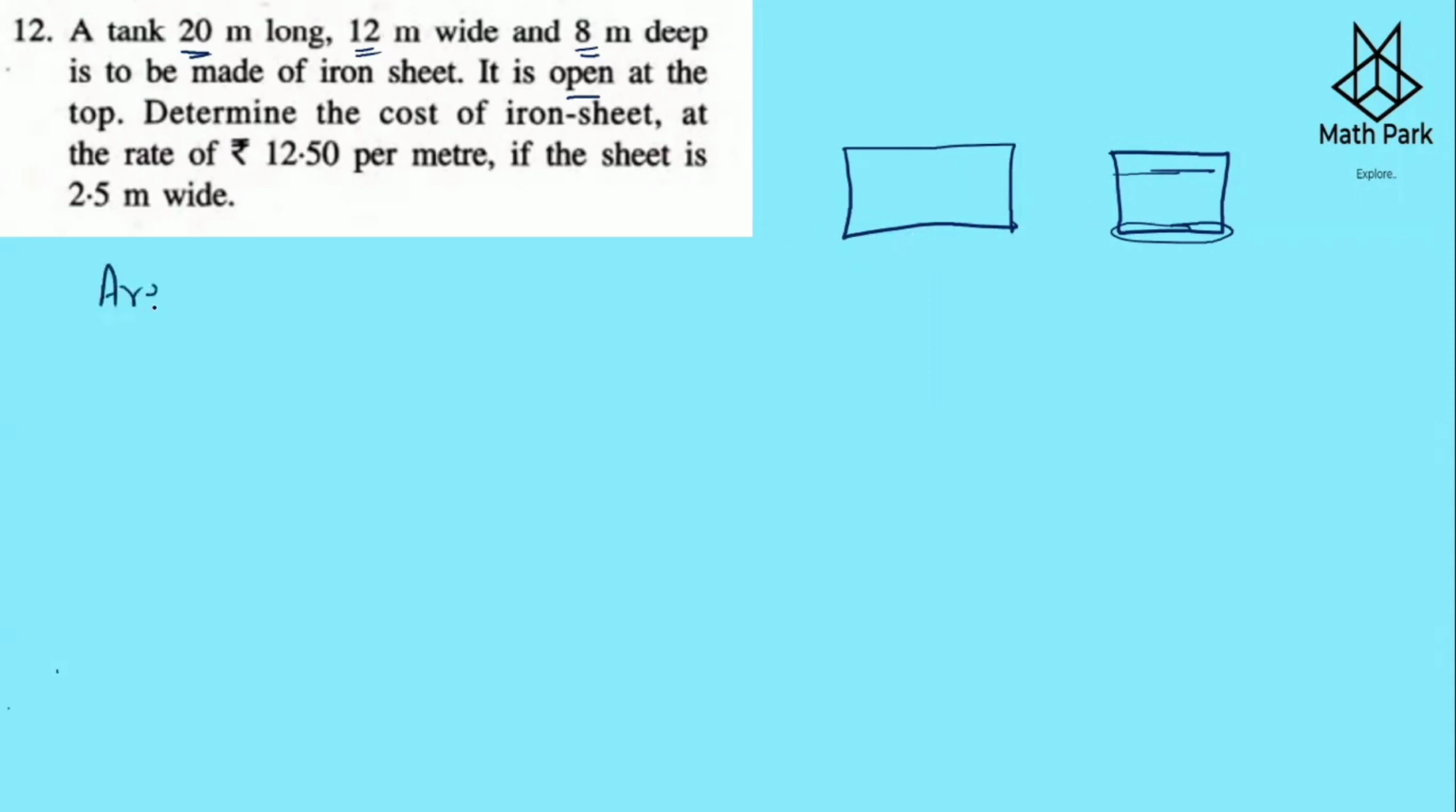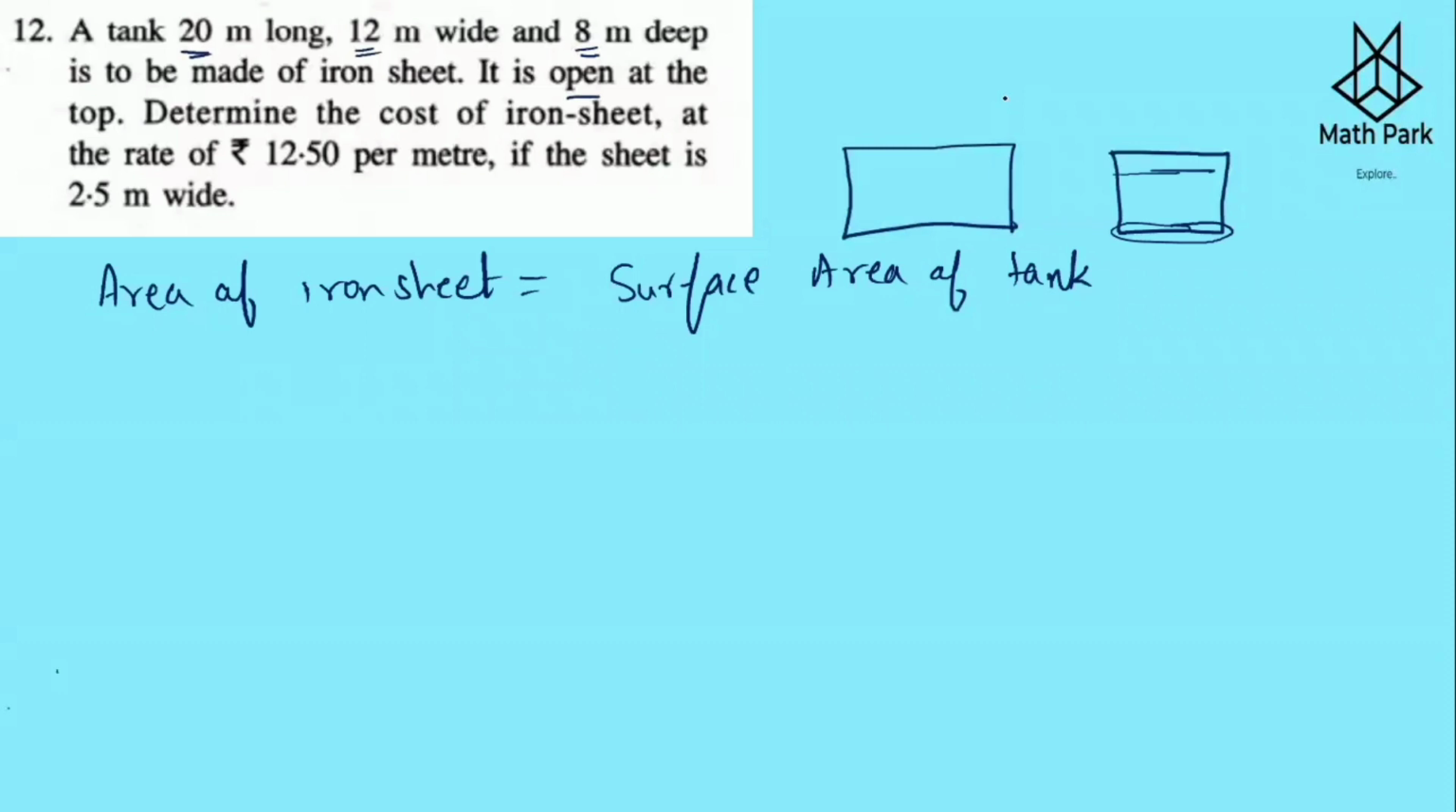So we have area of iron sheet is equal to surface area of tank. Now, the area of iron sheet is length into breadth. The length is what we need to calculate, and the width is given to you as 2.5 meters. The surface area is going to be the area of 4 walls plus area of the bottom. So area of 4 walls, that is lateral surface area, is 2h(l + b), and area of the bottom is nothing but length into breadth.